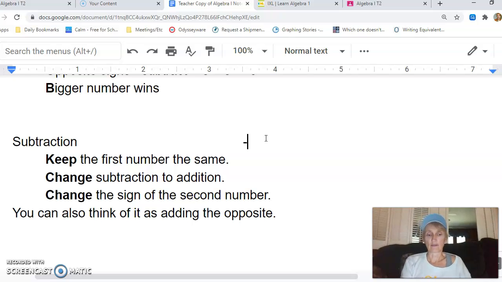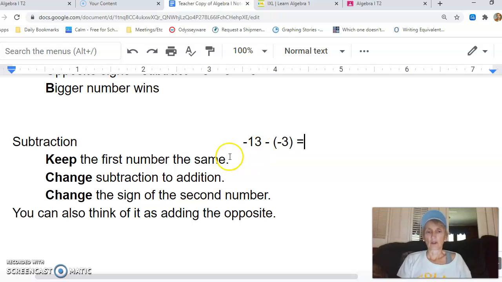So for instance, if I have negative 13 minus negative 3. The first number would keep its sign and stay negative 13. Change the subtraction sign to addition and change the sign of the second number. So the negative 3 is now positive 3. Then I look at that and I just do what I do for addition. They're different signs, so I'm going to subtract. This is negative 10.